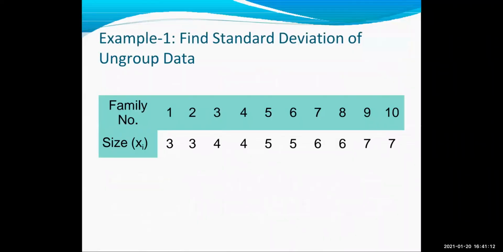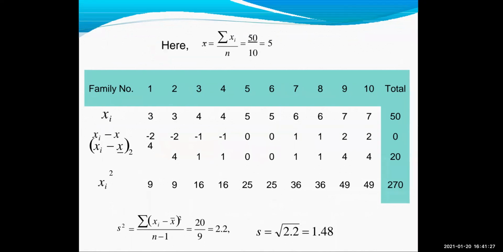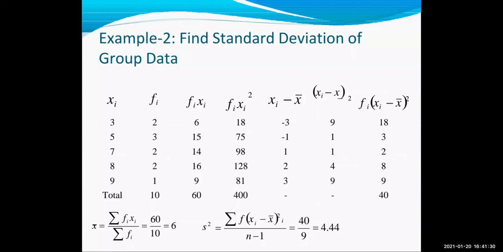Now this is the example for ungrouped data. So over here the formula is x bar is equal to sigma xi upon n. This is the second example.